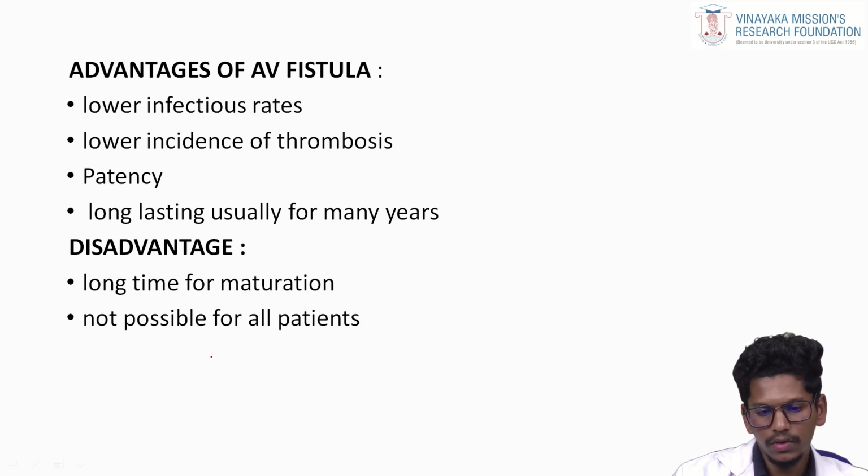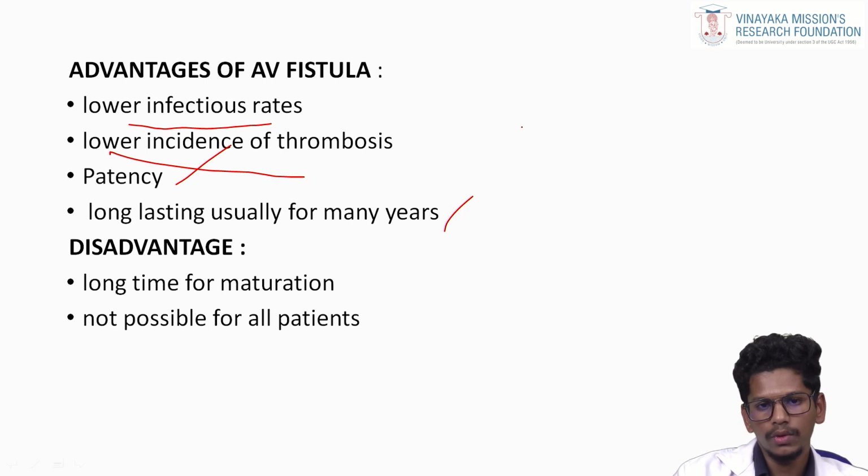First we are going to see the advantages. The advantages are a low infection rate, a lower incidence of thrombosis, and patency that is usually long lasting, for many years. Patency means a proper flow of blood without any obstruction. The blood flows in a normal and proper way without any obstructions, so we call it patency.